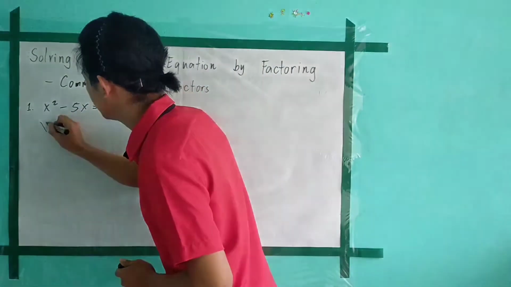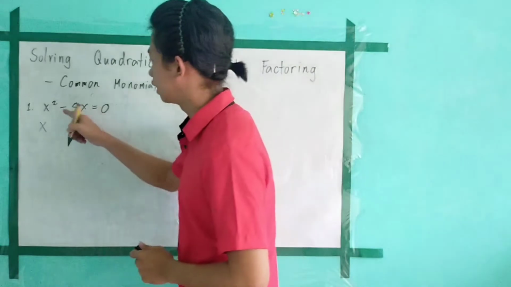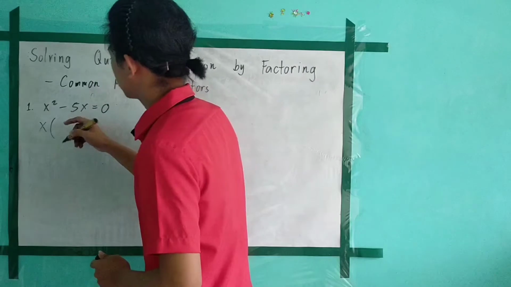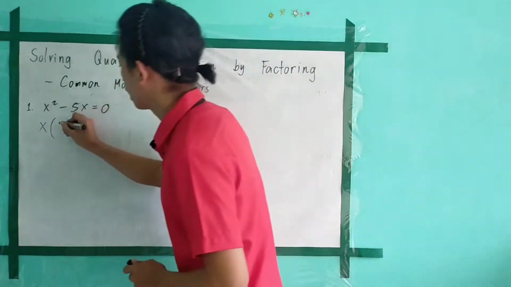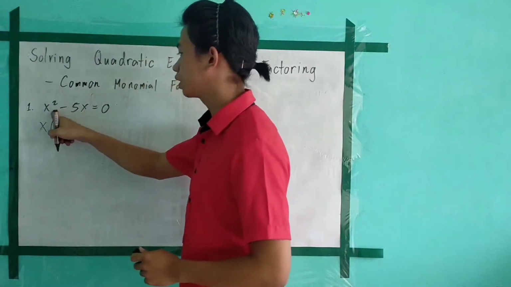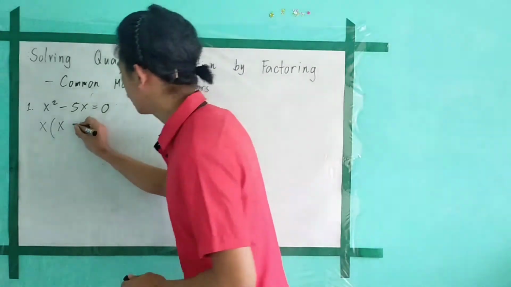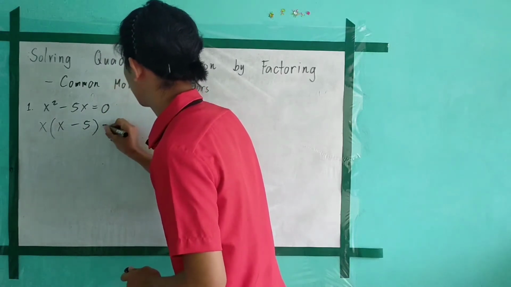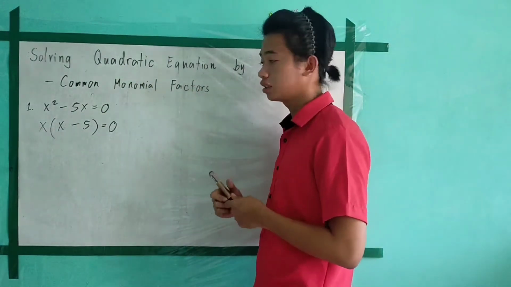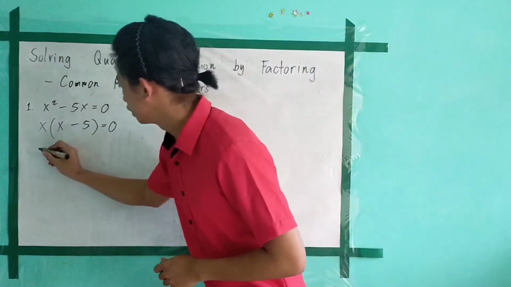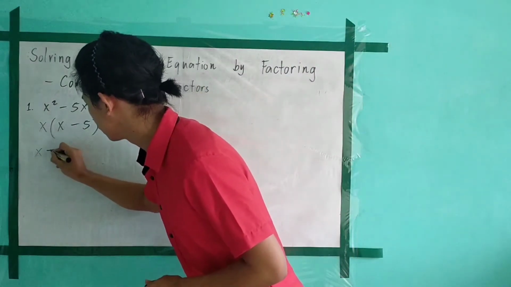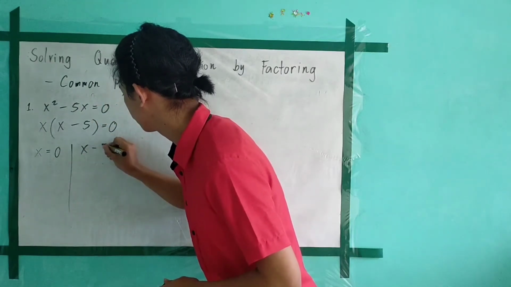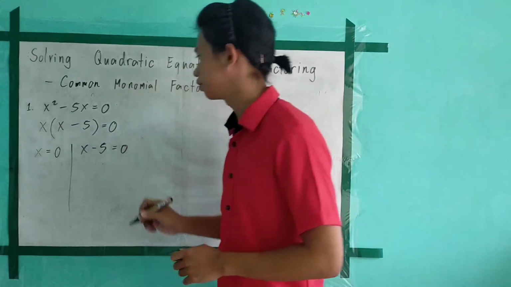So ang GCF natin ay x. Next, lowest exponent, 2 then 1, so 1 kukunin natin. Next, divide each term by the GCF. We have x, since x squared divided by x is equal to x, less 5x divided by x, we have 5. Then, equate to 0. So, by equating to 0, we have x is equal to 0. And the other one is x less 5 is equal to 0.